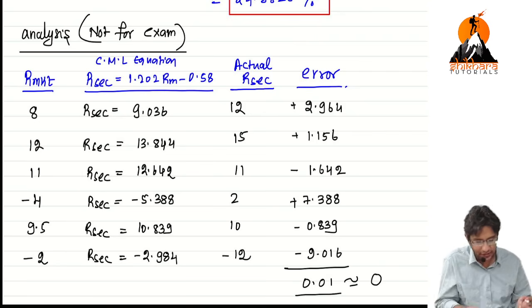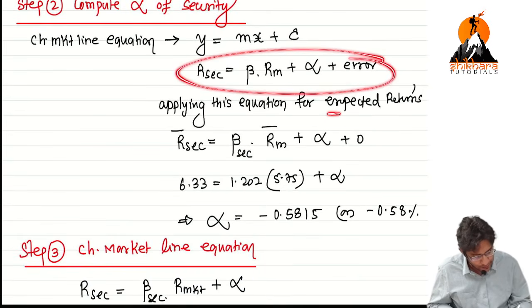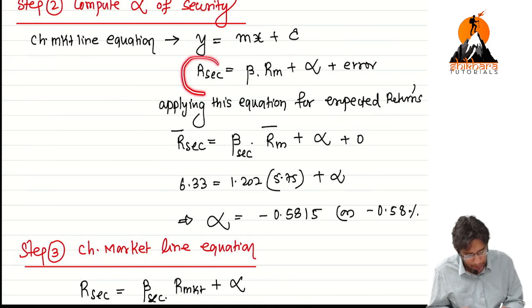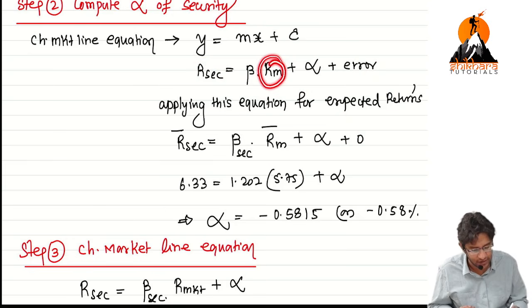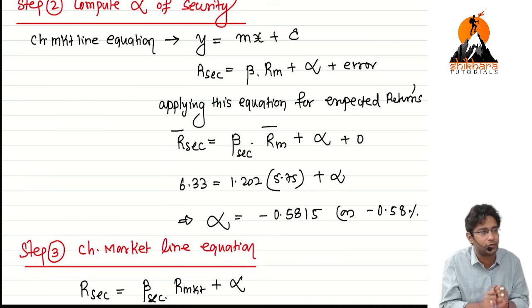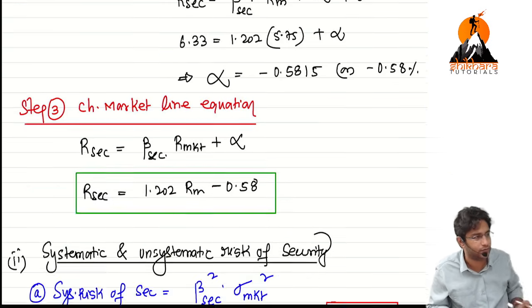With this confidence only, when we dragged this formula for expected returns, I confidently made this 0 here. This is the simple average of past returns, and this is the simple average of past errors. The moment I take the simple average, what will happen? The sum total of all the errors will become 0. This is the logic for writing this 0.